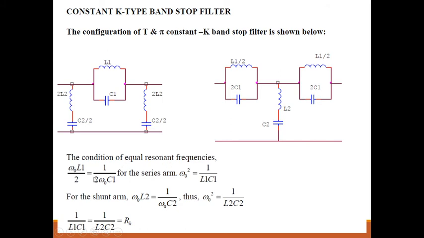resonant frequencies: omega naught L1 divided by 2 should be equal to 1 divided by 2 omega naught C1 for the series arm, and omega naught square equal to 1 divided by L1 C1 for the shunt arm, and omega naught L2 should be equal to 1 divided by omega naught C2, and omega naught square should be equal to 1 divided by L2 C2. So based on this relationship, 1 divided by L1 C1 should be equal to 1 divided by L2 C2, which should be equal to Rk.